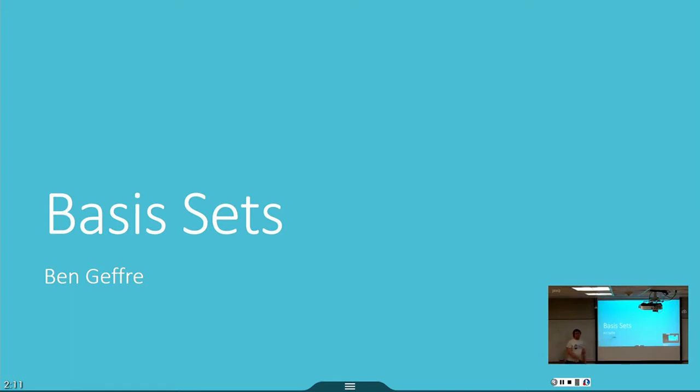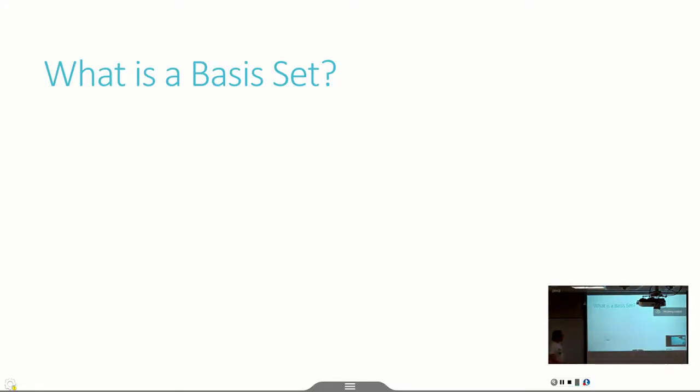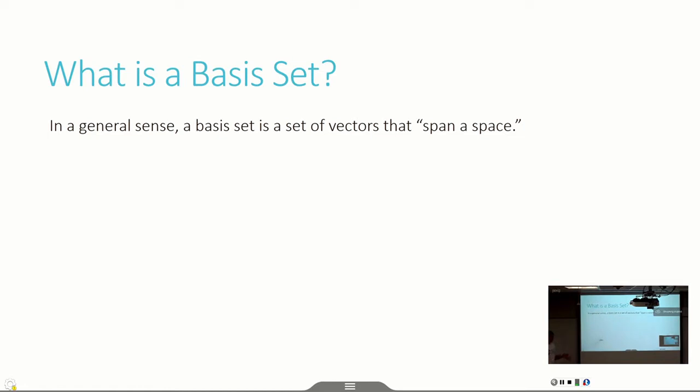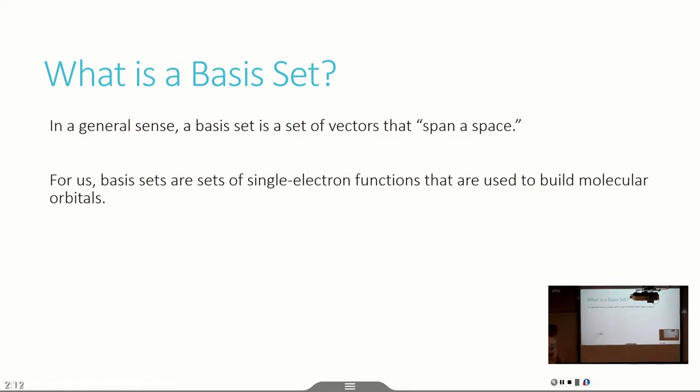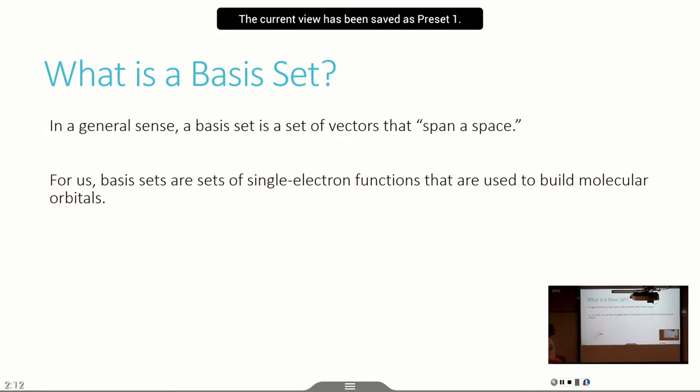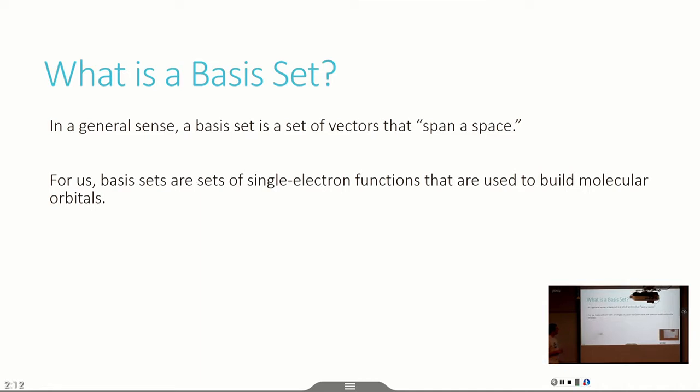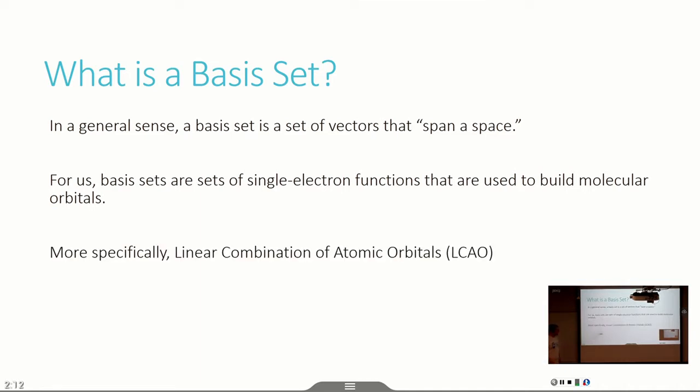Hello, so we're going to be talking about basis sets, and as with most of the subjects in this class, you could probably do a thesis paper on it, but this is no thesis paper. This is going to be a 3 to 5 minute presentation. So, what is a basis set? Generally a basis set is simply a set of vectors that span a space or that can be used to define any space. But for us, basis sets are sets of single electron functions that are used to build molecular orbitals. In other words, we use linear combinations of atomic orbitals to create our molecular orbitals.